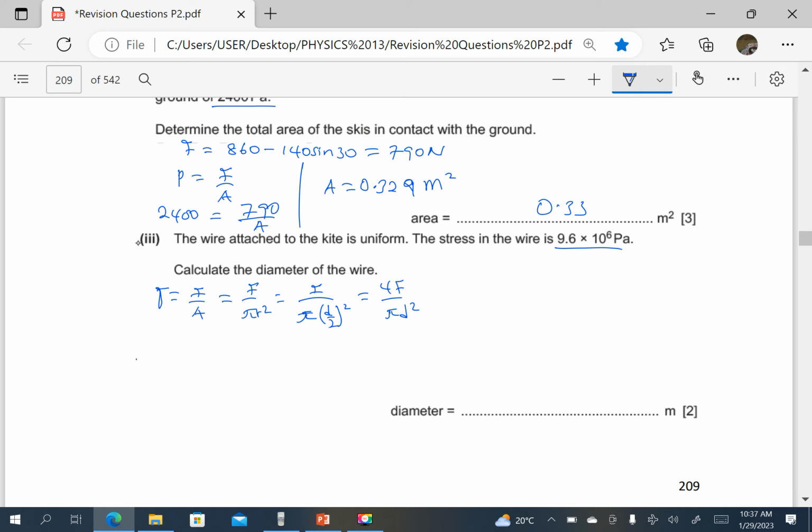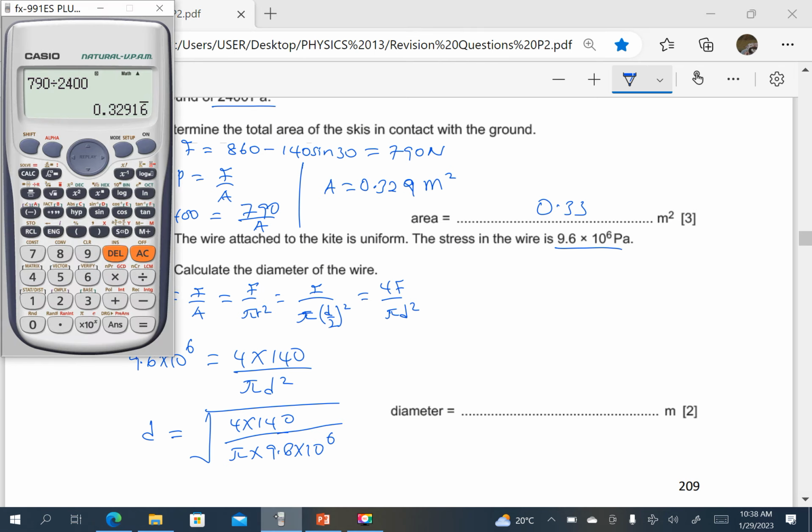So the stress is 9.6 times 10 power 6, which should be equal to 4 times the force, which is 140 newtons, the tension in the cable, divided by pi times d squared. So it means the diameter d is going to be the square root of, making this the subject, 4 times 140 divided by pi times 9.6 times 10 power 6.